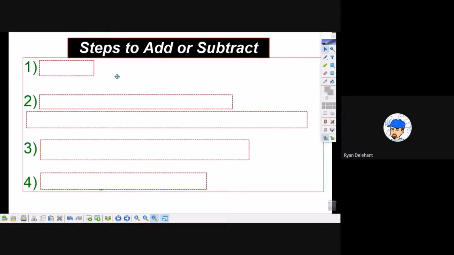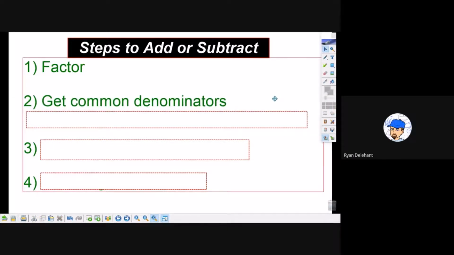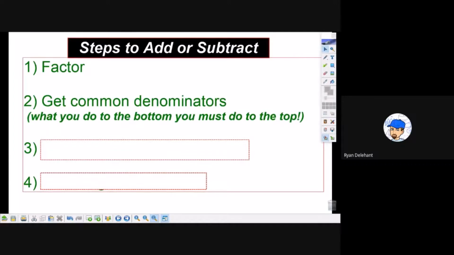So when we go to add and subtract rational functions, factor, factor, factor, factor. Factor each fraction, get rid of anything that's the same in the top and the bottom, just like we did with multiplying, dividing. Get common denominators. Remember that whatever you do to make the denominators common, whatever you do on the bottom, you're going to need to do on the top. You're always going to be multiplying the denominators by something to make them the same. Whatever that multiplication is on the bottom, you have to do it on the top to keep equality.